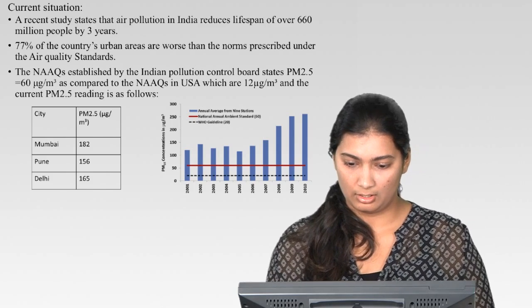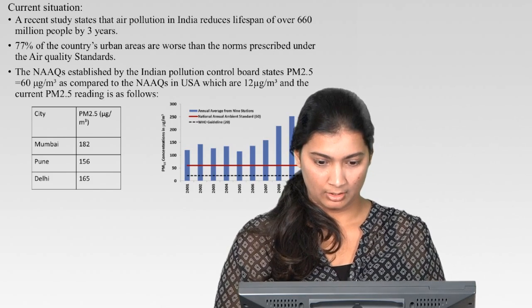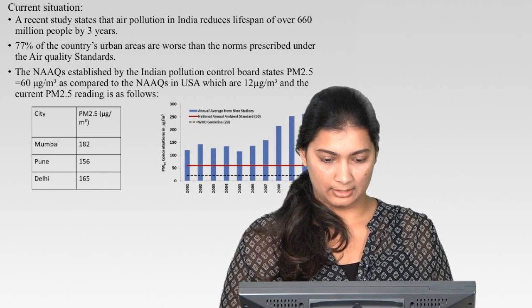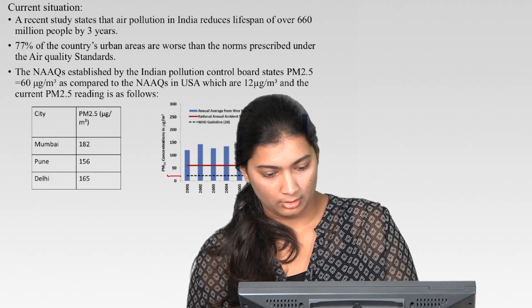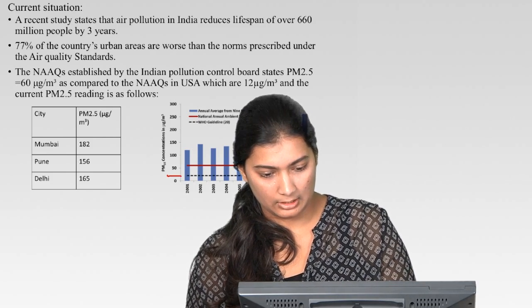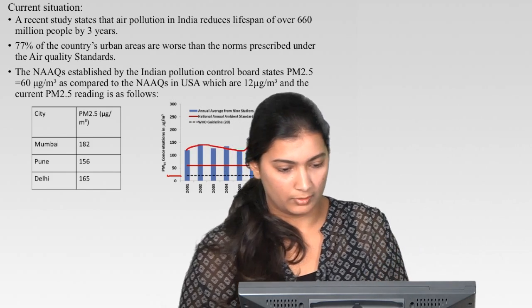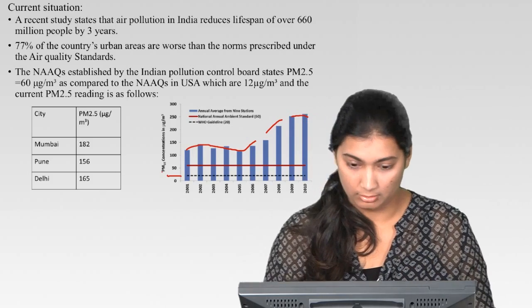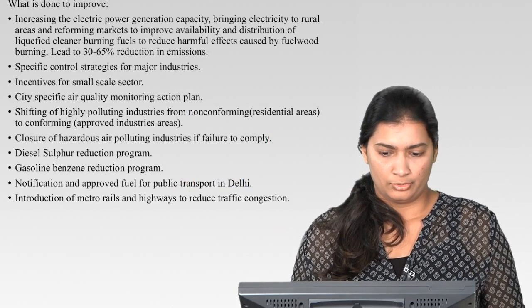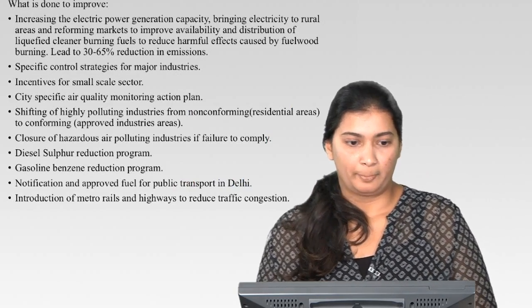And as you can see in the graph, this line is the WHO guideline, which is 20, and these are the readings over the years. This is for PM 10. So what is done to improve?